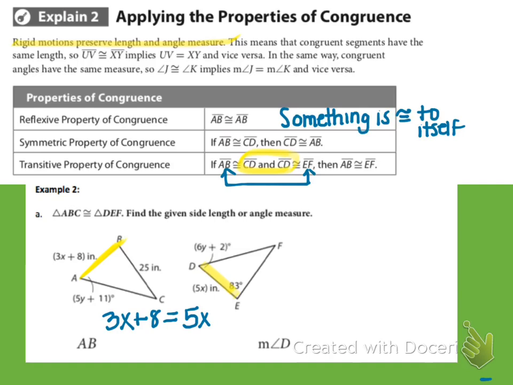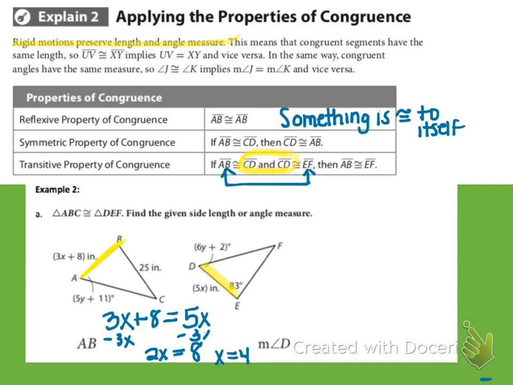So once we employ our algebra skills to subtract 3x, that gives us 2x is equal to 8, or 8 equals 2x. Again, it doesn't matter which way we write that. We can flip it around if we want because of the symmetric property. And when I divide by 2, I get x equals 4.